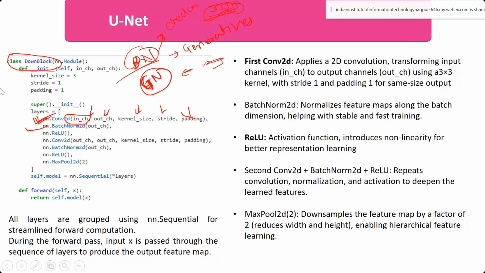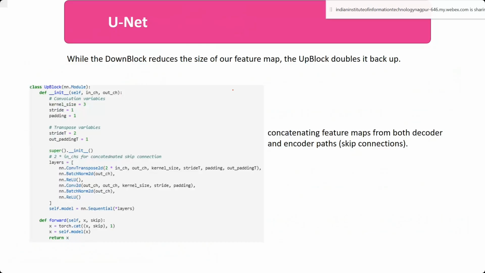So here, in the simple UNet architecture, we are using this batch normalization. Then we are making use of the ReLU activation function. Again, we are repeating this. So 2 convolution layers we have used here, followed by 1 max pooling operation. So this is how your down block structure will look.